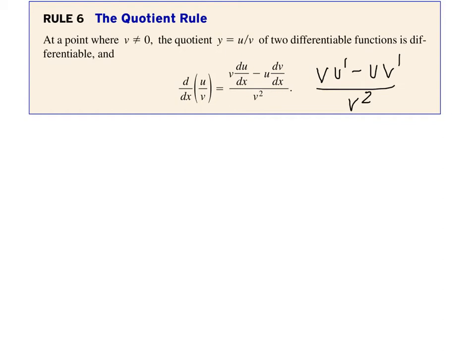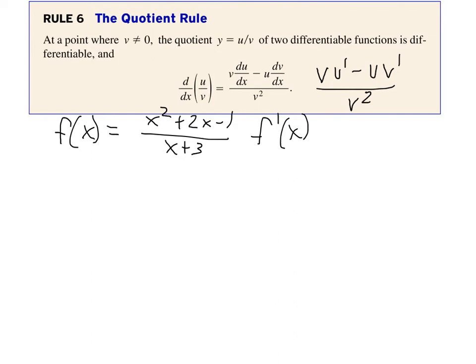Alright, here's an example. What is the derivative if I say that f of x is equal to x squared plus 2x minus 1 over x plus 3? You would probably want to try to factor this first, but you would realize that, oh darn it, I cannot factor, nothing's going to simplify, so I just need to use the quotient rule to be able to solve this. Okay, what is f prime of x, or what is the derivative of f?